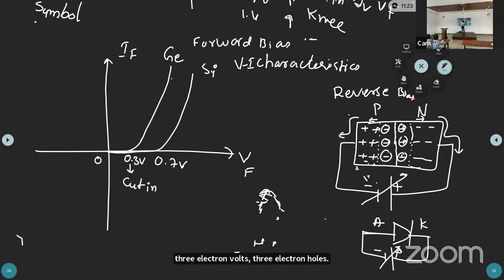Okay, due to these carriers, there is no current in the reverse bias. Listen carefully. There is no current in the reverse bias.